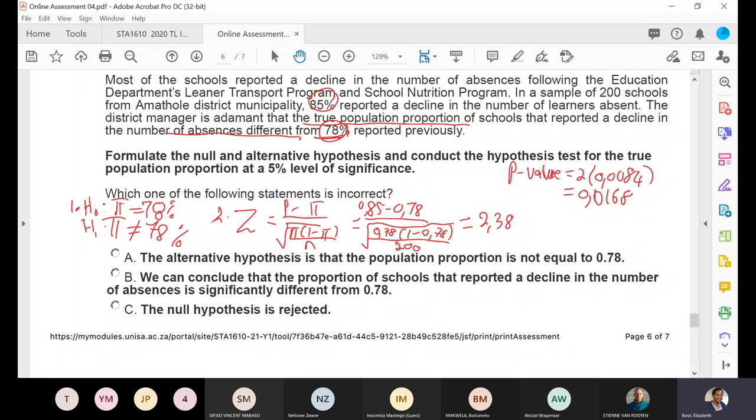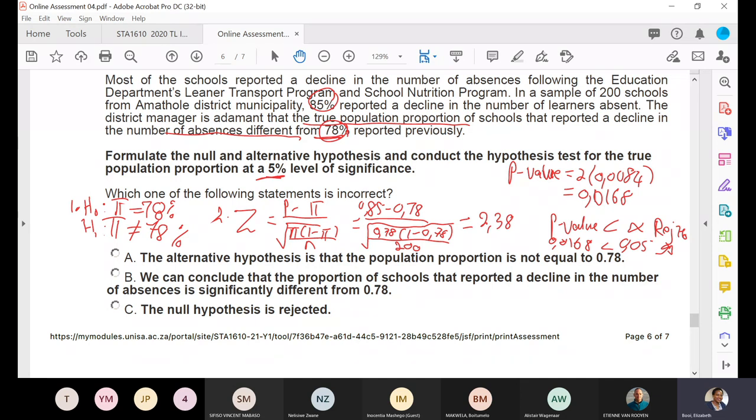It doesn't really matter which one we use. We know the decision says if the p-value is less than the critical value; since we didn't go and find the critical value, we can use the p-value. If the p-value is less than alpha, we reject H naught. So now our p-value is 0.0168. And our alpha, they did give us the alpha. They said it's at 5% level of significance. So our alpha is 0.05. So our p-value is less. Therefore, we reject the null hypothesis.